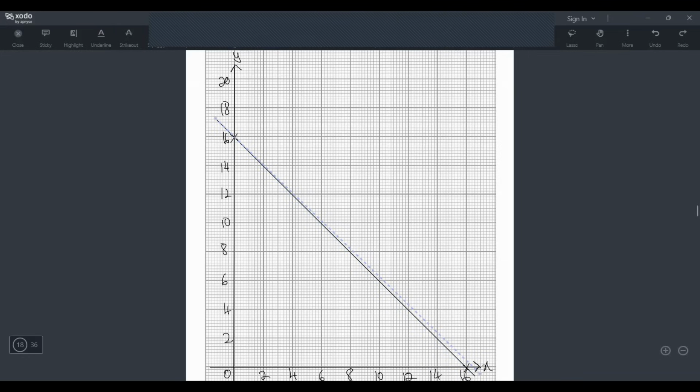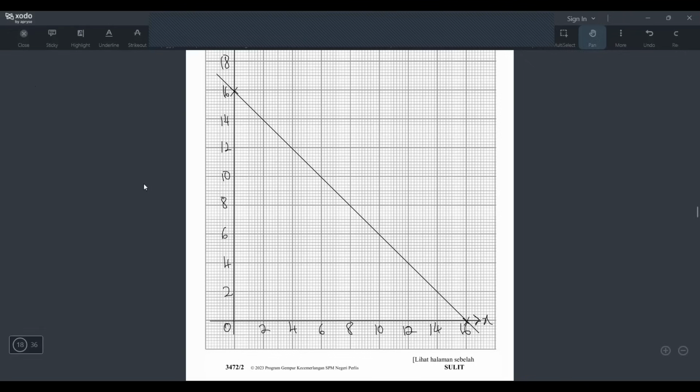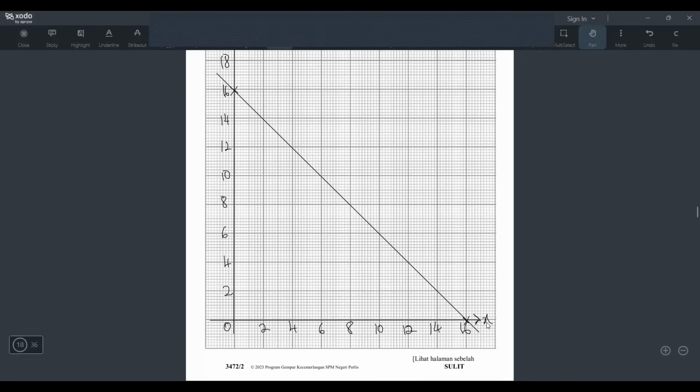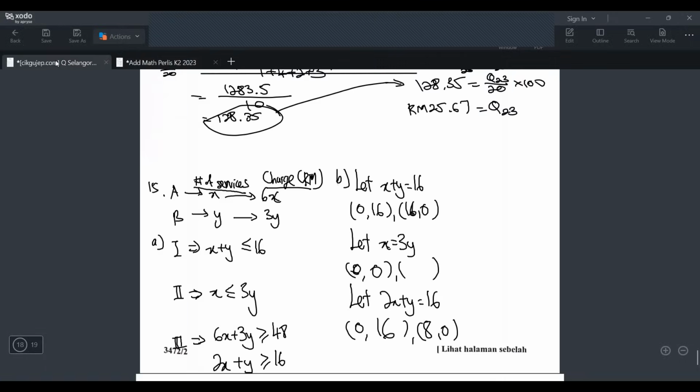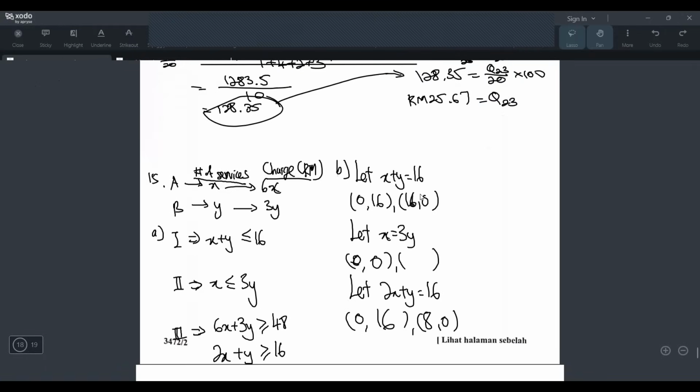So we label the equation. Let me draw nicely. The equation for this line will be x plus y equals 16. Let's write it down here. So x plus y equals 16. Okay, let's go back to the working. So the first line is done.